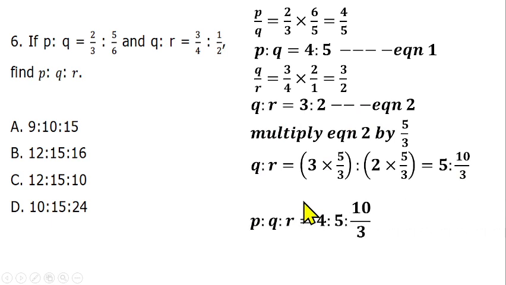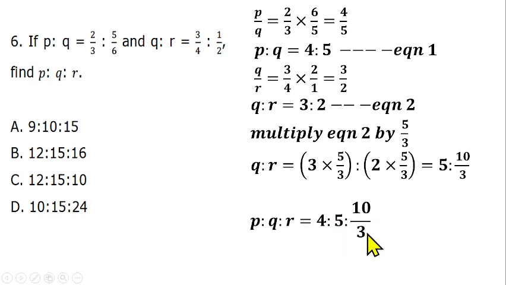And therefore you can see now that this 5 and this 5 are now equal. So Q is 5 here, then Q is also 5 here now. So what does that mean? Now if I want to write P ratio Q ratio R, P here is 4, then Q is now 5 for both equation 1 and equation 2, and R is 10 over 3.